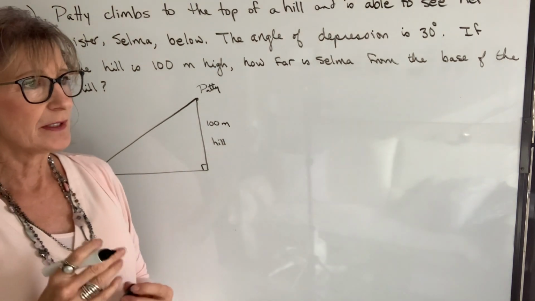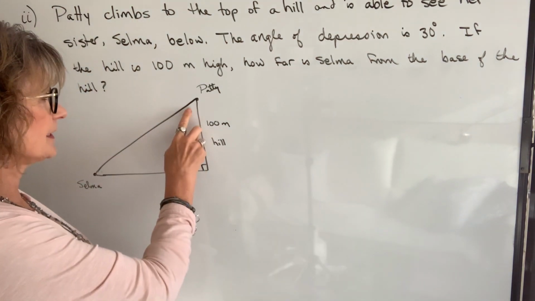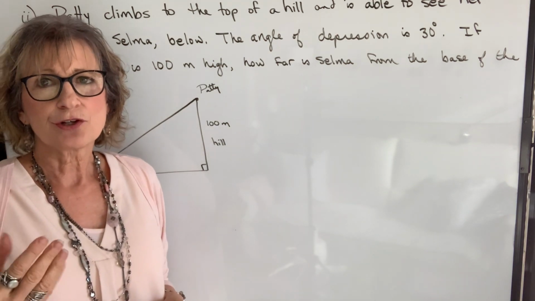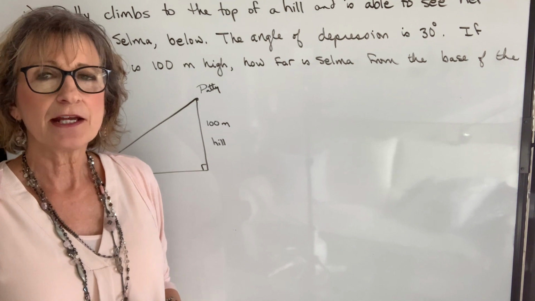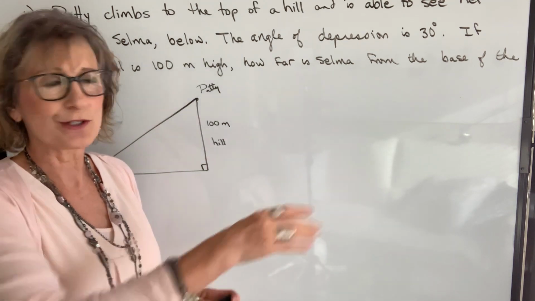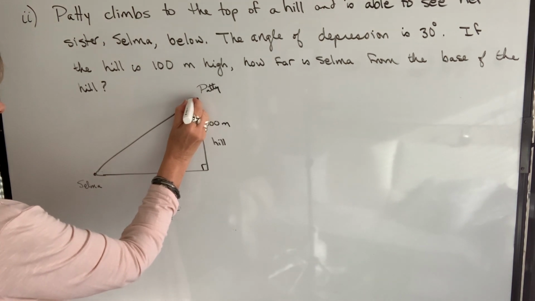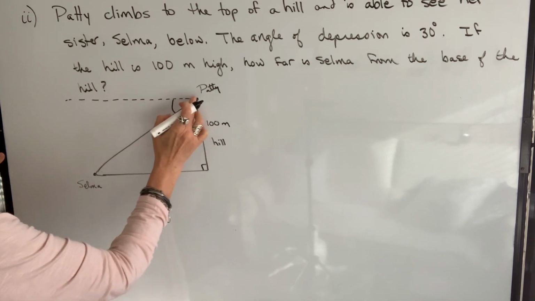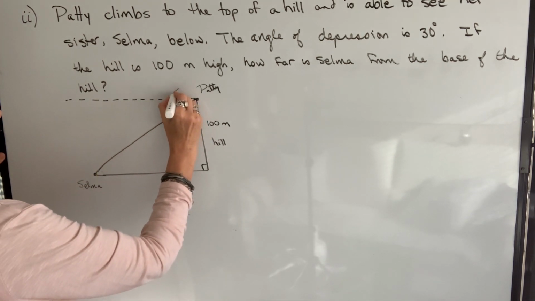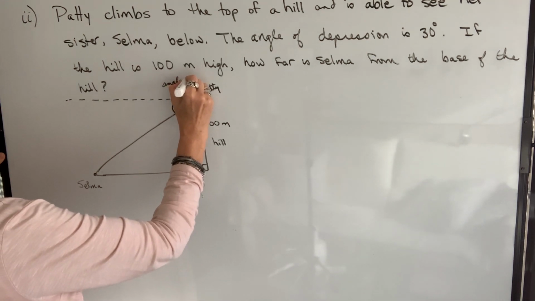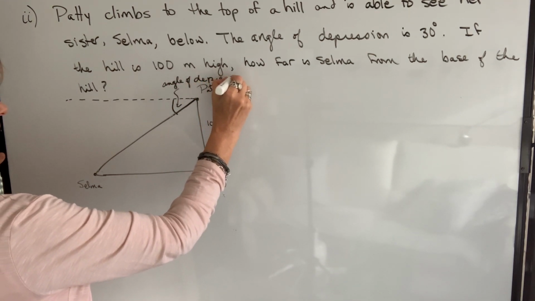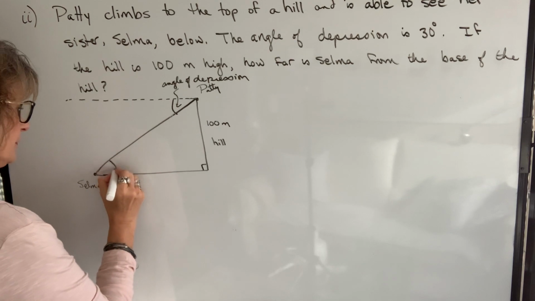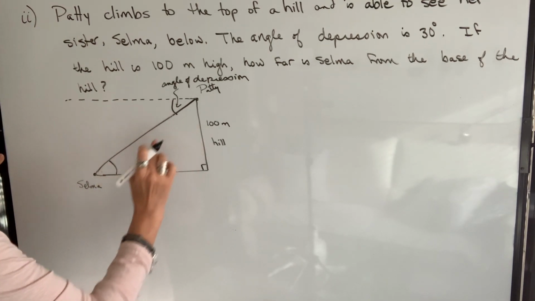The problem that a lot of students have is they define this as the angle of depression. It is not. The angle of elevation and the angle of depression are actually the same. They're defined as the angle formed by the line of sight with the horizontal. So the horizontal is here. Here's our line of sight. So the angle formed by the horizontal and the line of sight is the angle of depression. Not this. Here's our angle of elevation. It's formed by the horizontal and the line of sight.